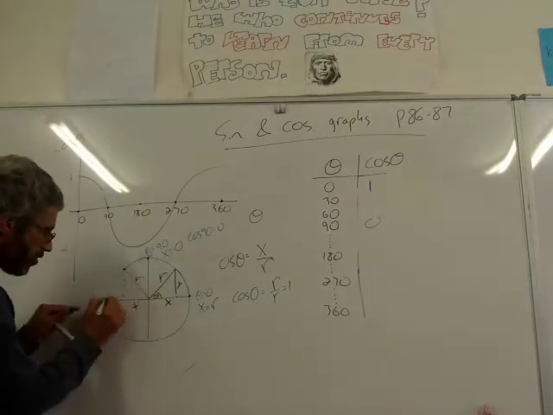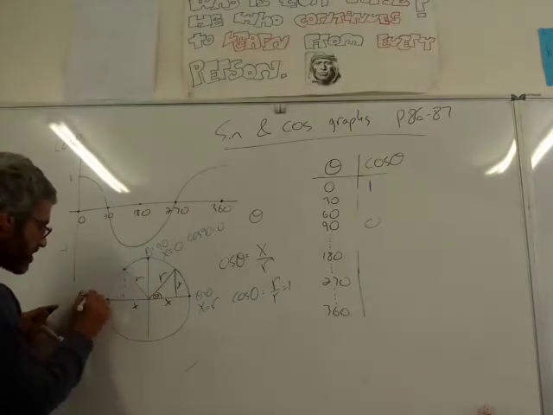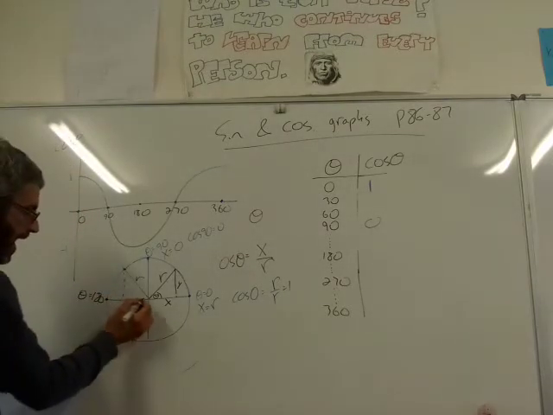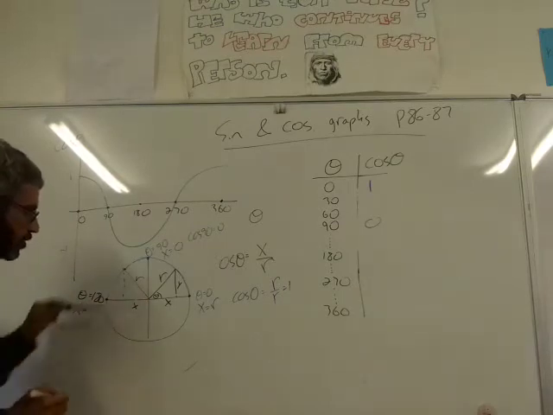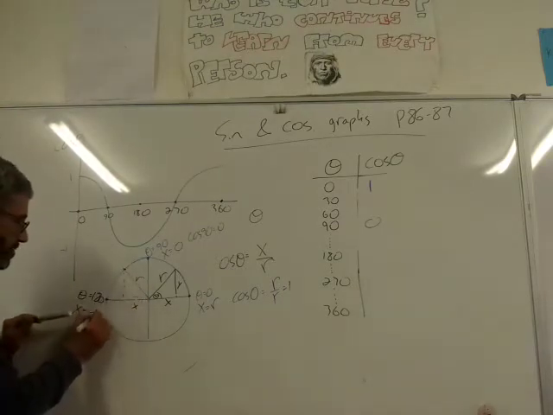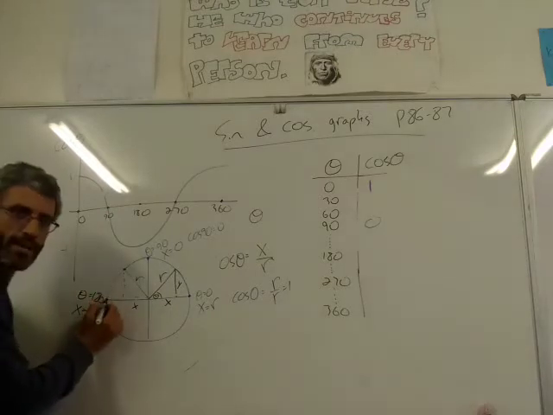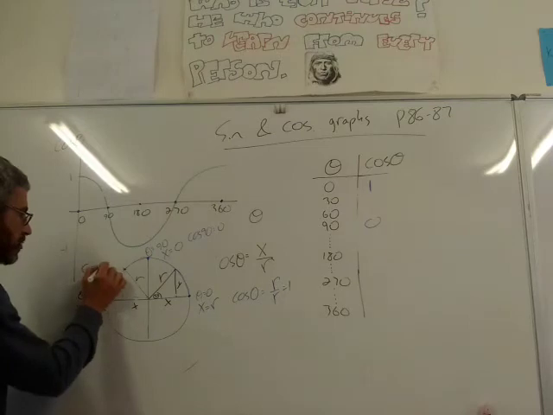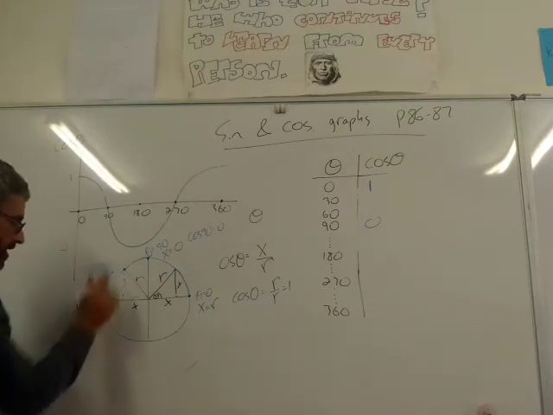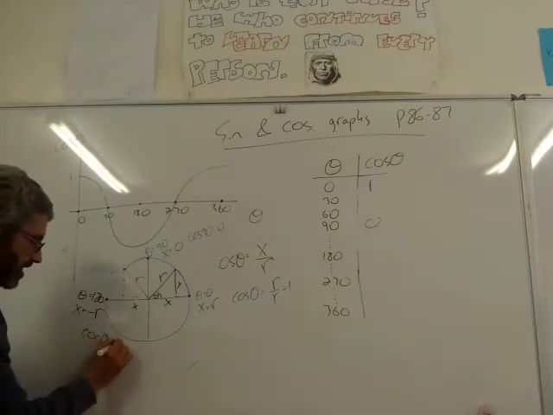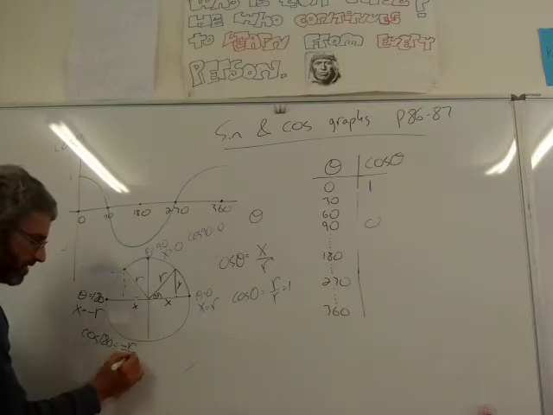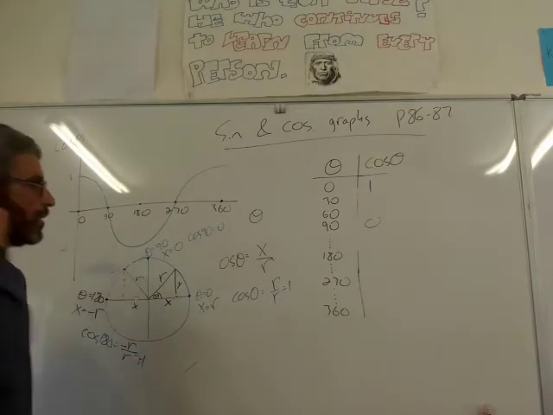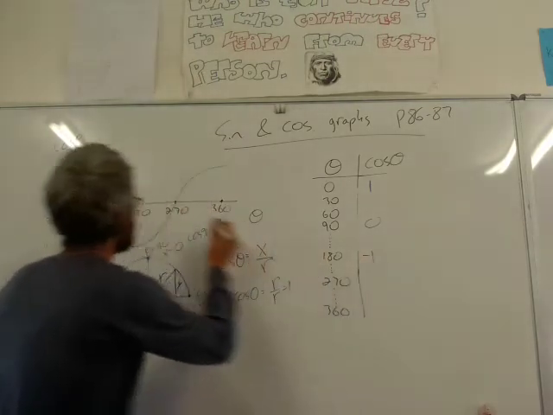Over here, if I move all the way to here, at theta equals 180, x is negative, and not just negative, it's exactly equal to minus r. So cosine 180, I don't have space, cosine 180 equals minus r, that's the x-coordinate, divided by r, it's minus 1. So cosine 180 is minus 1.